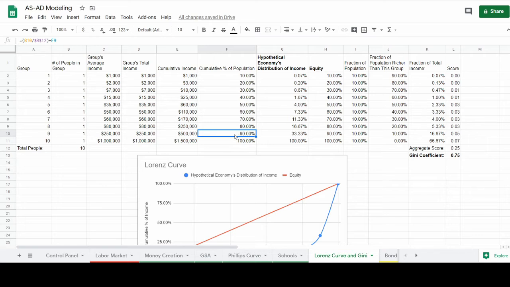So 90% of the economy holds 33.3% of the income, which is the $500,000. They basically hold, the bottom 90% of our hypothetical economy holds a third of the income. And then we can see that there's a huge jump between the bottom 90% and the top 10%. So the difference between these two is the amount of income held by the top 10%.